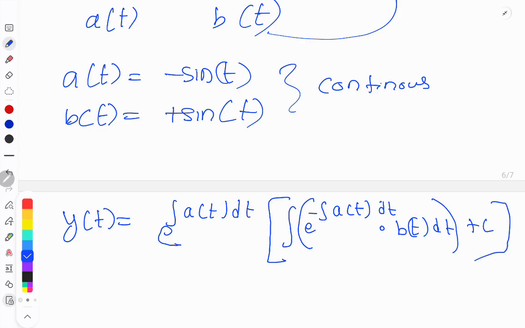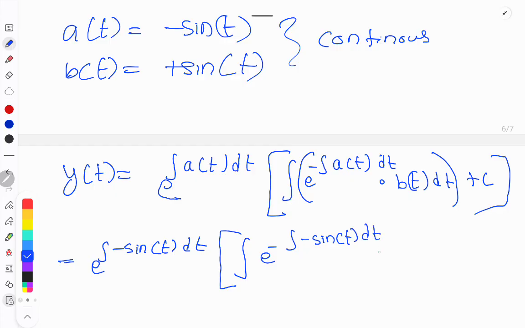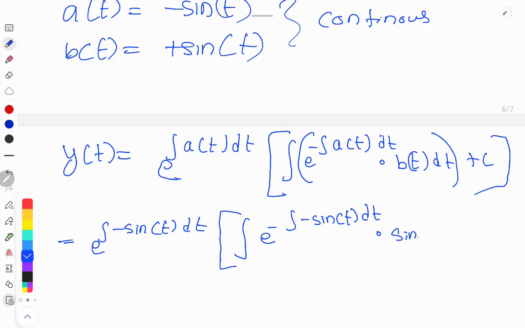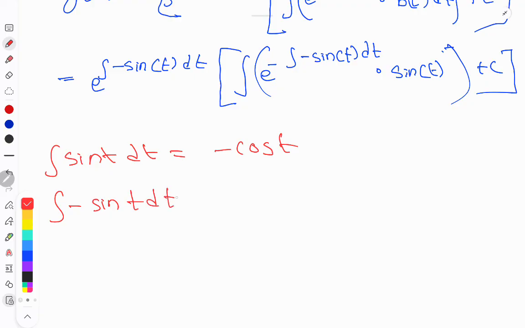This is the formula. So if you substitute everything, e to the integral of negative sine t dt, then e to the integral of sine t dt, and instead of b of t, you can just write sine of t, plus c, right? I have substituted everything, and now the integration of sine t, you will see in the formula sheet if you don't remember it. The integration of sine t dt is negative cos t, and the integration of negative sine t dt is cos t.